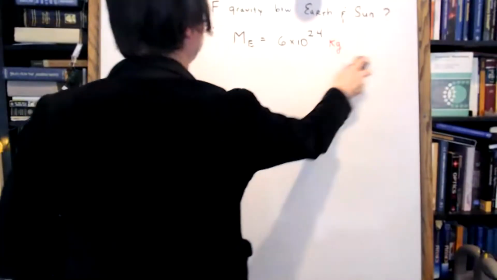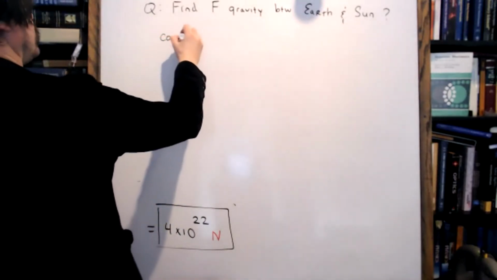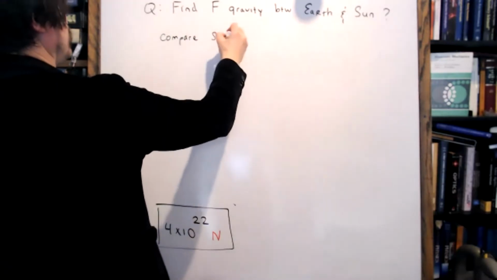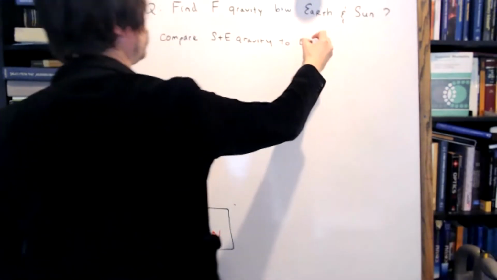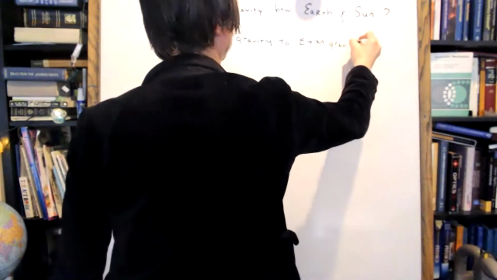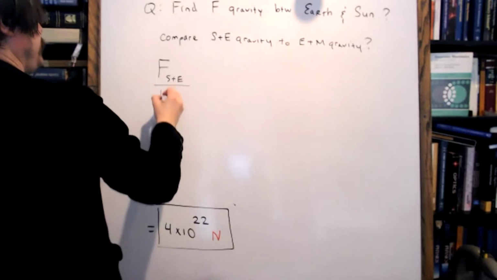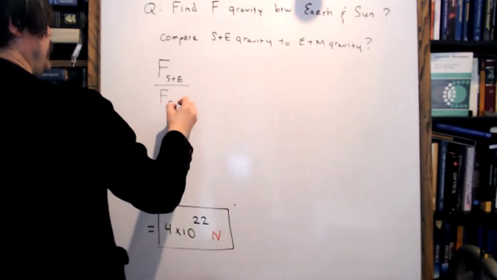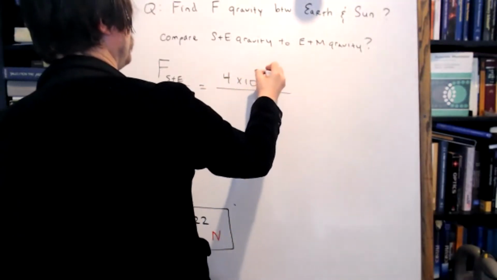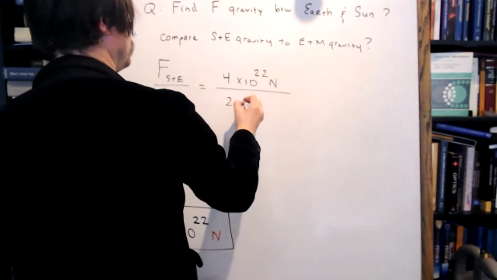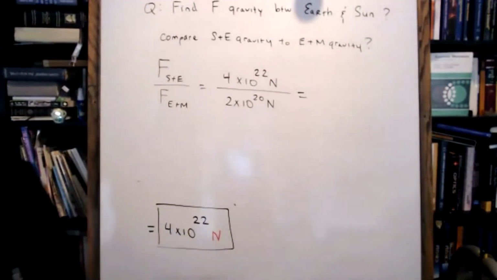I'm going to ask us to compare the two forces. And this is how this works. Compare the sun-earth gravity to the earth and moon gravity. Since the force of gravity between the sun and earth is bigger, we'll divide the sun and earth gravity by the earth and moon gravity. That gives us 4 times 10 to the 22 newtons divided by 2 times 10 to the 20 newtons. Ian, do you know how to do this without calculators?